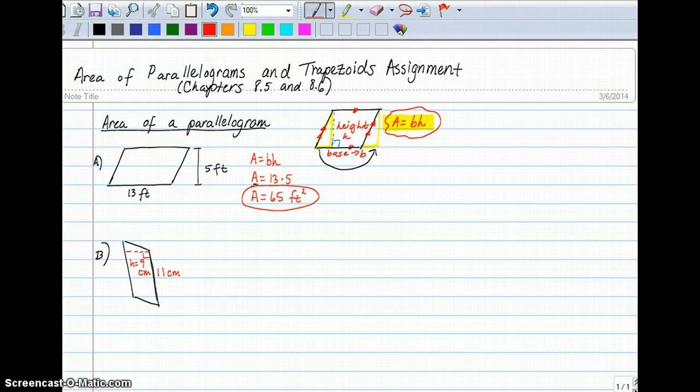All right, if you look at letter B, I'd like you to go ahead and write down the formula, A equals base times height. I'd like you to use that formula to figure out the area of this particular parallelogram. When you are done, go ahead and turn the recording back on.